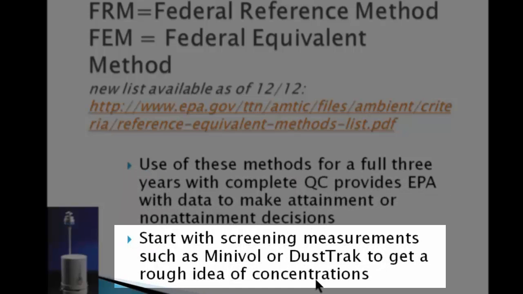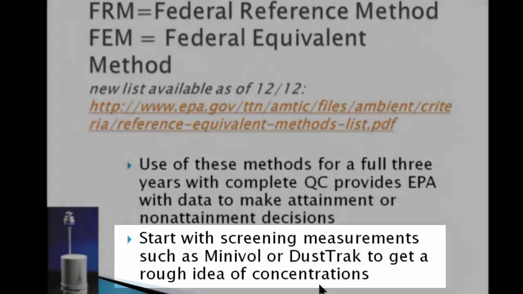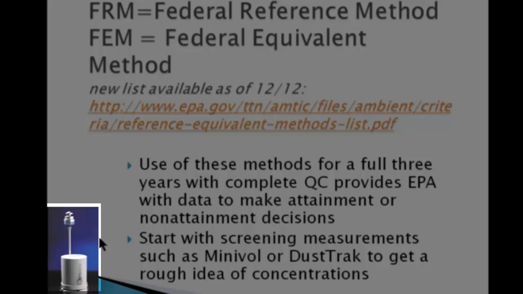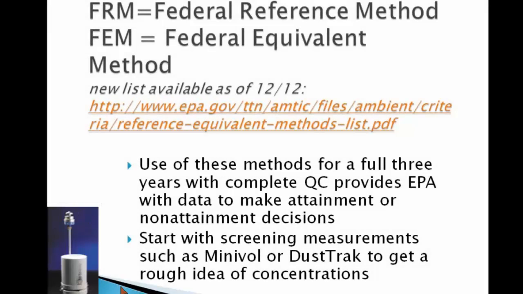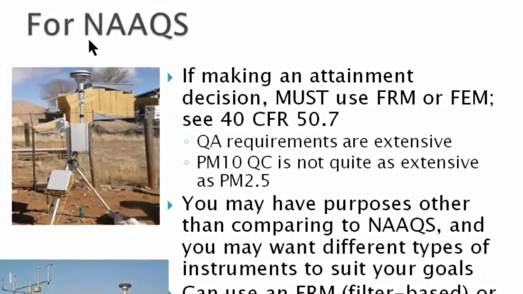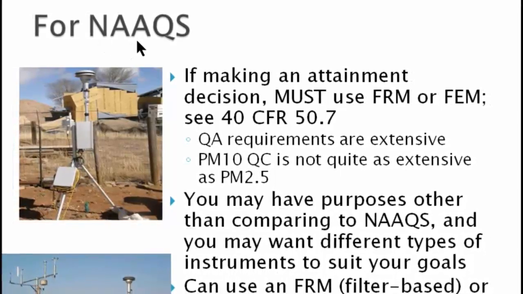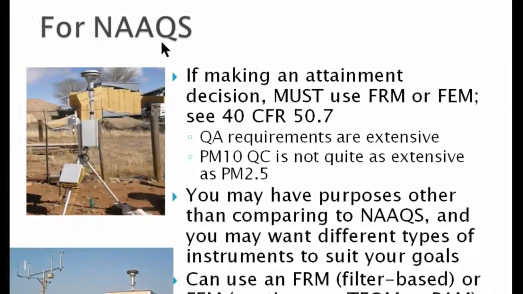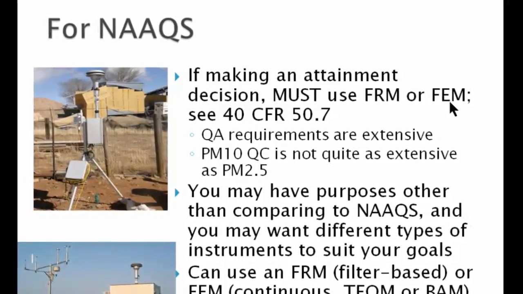So most people start off with screening measurements, just to get an idea of what the concentrations are. And this is a picture of a Minivol. You can see there are different configurations of Minivols. This one looks a little bit different than the ones that I'll show you later. This is an older model. A Minivol basically works just by pumping air through a filter, and then the filter is sent to a laboratory. Now, if you want to make measurements to compare against the National Ambient Air Quality Standards, then you must use an FRM or an FEM.